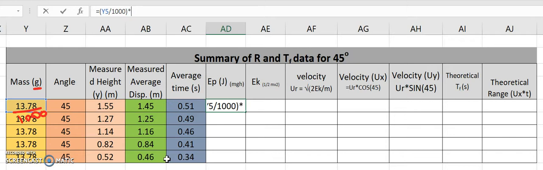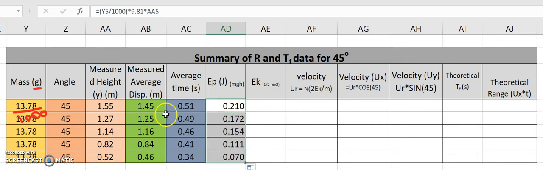So we push star, shift 8, G is 9.81 times the change in height, which is this here. The change in height is in meters already, and so we'll just hit enter. And we have 0.210. And I'm going to go down to the bottom right hand corner, grab and drag that all the way down.